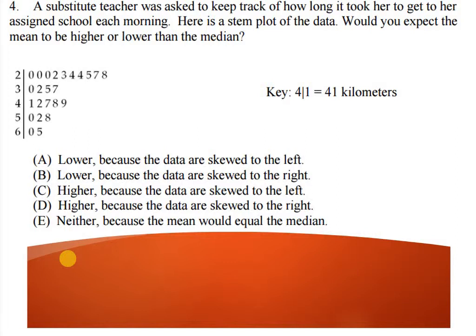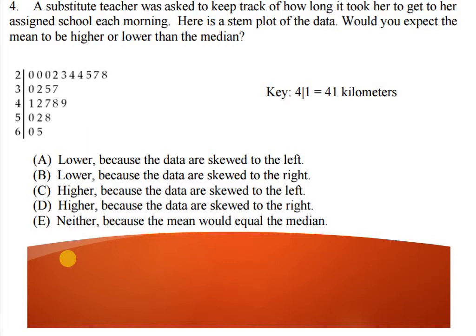So let's talk about the skew. It's obviously not going to be symmetric, so it's going to be skewed left or skewed right. Which direction is it skewed? Skewed to the right. Why? Because those are the larger numbers. At the very bottom of the graph, that's 60 and 65. Top of the graph is 20. So the tail is pulling it towards the larger values. The larger values on a typical number line going left to right are on the right. So this is skewed right. So we are down to B and D.